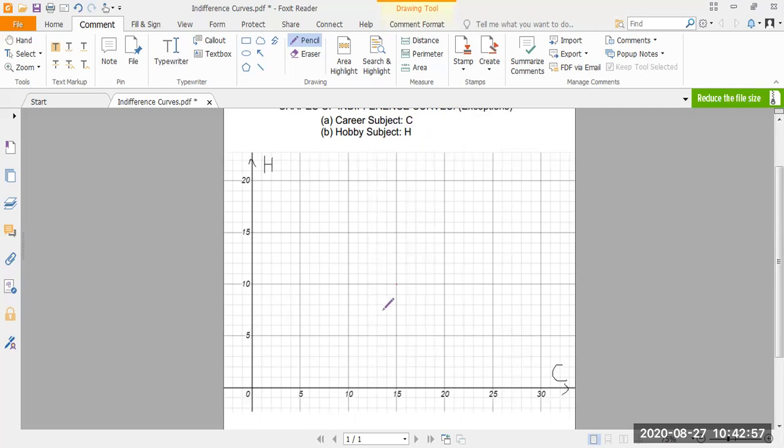So let's say one fine morning, I was very prepared with both my subjects, and I got, let's say, 15 out of 20 in my hobby subject, and I got 15 out of 30 in my career subject. So this point would represent my position in the XY plane. So I get 15 marks in my hobby subject and 15 marks in my career subject. And I'm pretty happy with it. I'm assigning 10 units of satisfaction to this allotment of marks that I have.